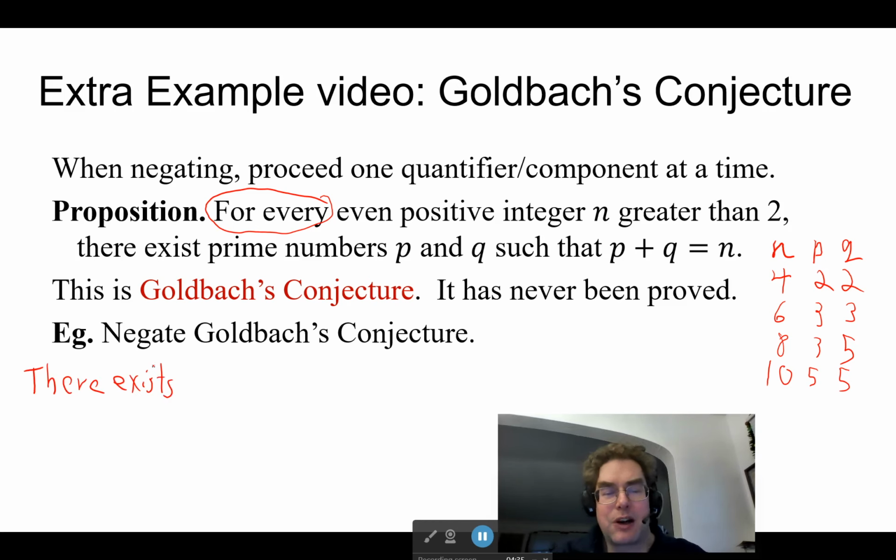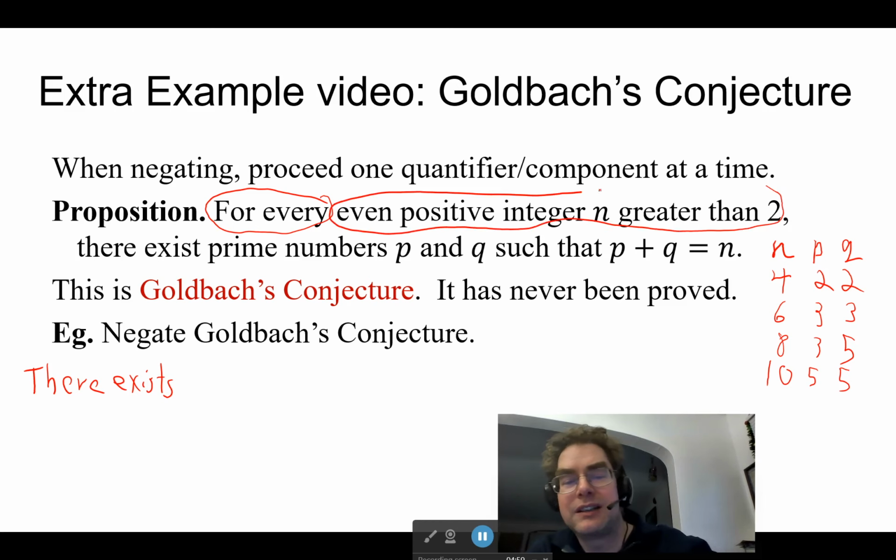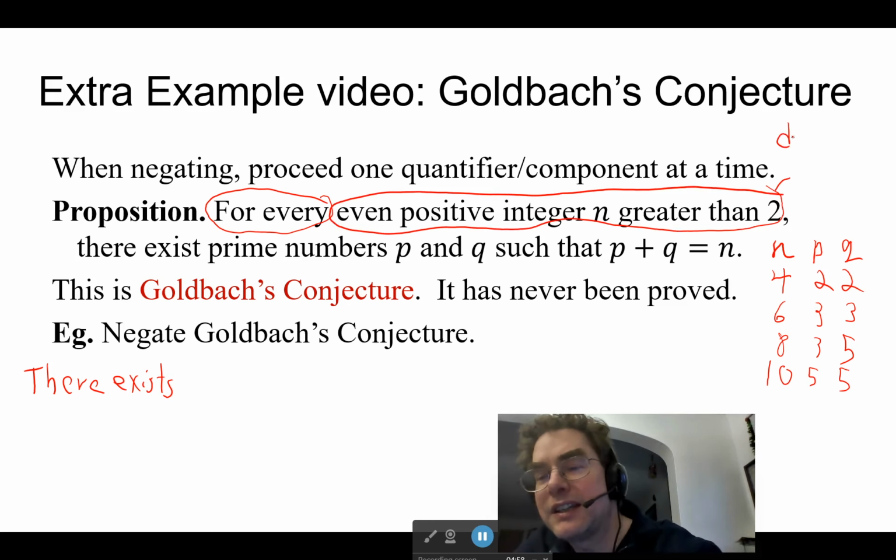Okay, and now we look at what comes next. We have our domain specification here. And our domain is the set of even positive integers n greater than 2. So all the rest up to the comma there, that is all the indication of the domain over which we are universally quantifying. Okay, so this is the domain.